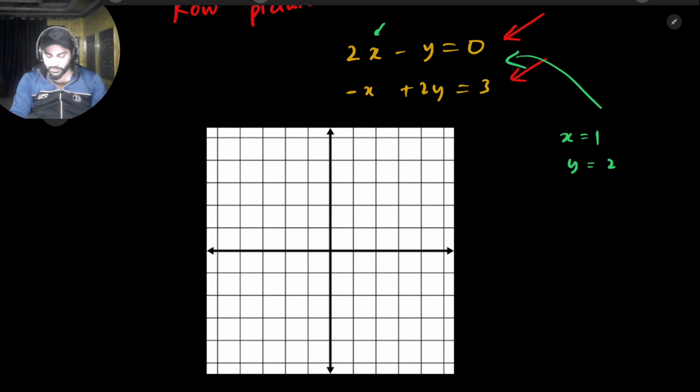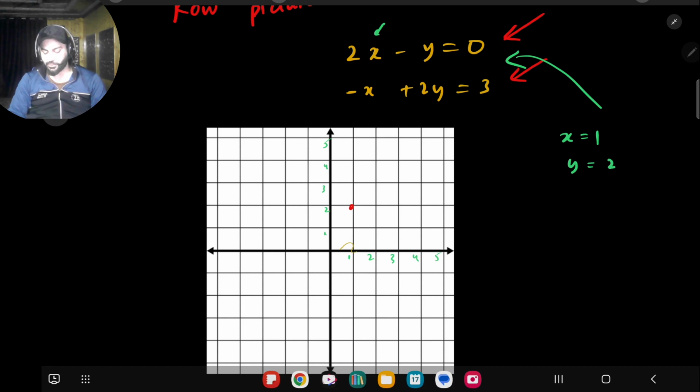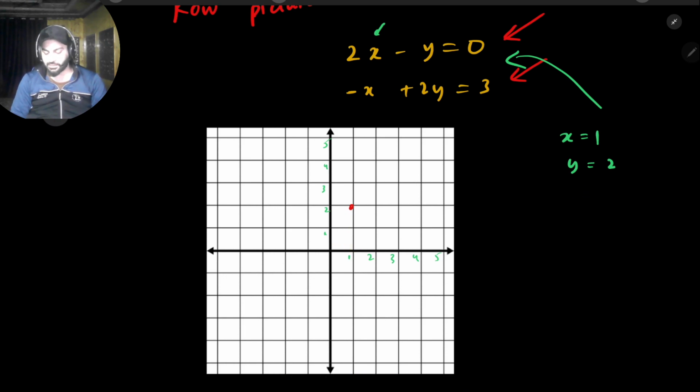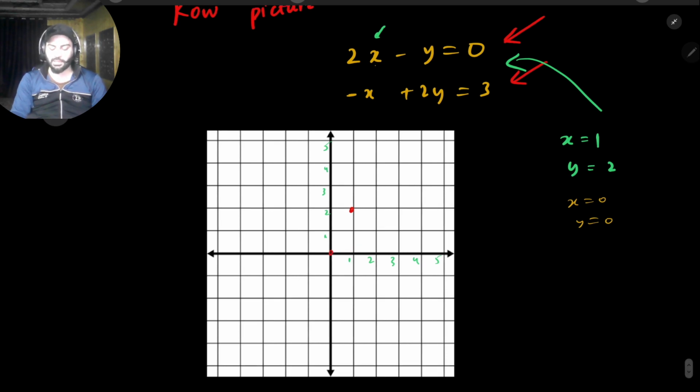So I can just plot these values. I'll write 1, 2, 3, 4, and 5 on each axis. This is the first point of the line, x is 1 and y is 2. Then I'll put another value. Let's suppose x is equal to 0, then y is also equal to 0, so this line passes through the origin. This will be the second point of the line. So we have 2 points, and 2 points are more than enough to construct a line uniquely. So this is the line.